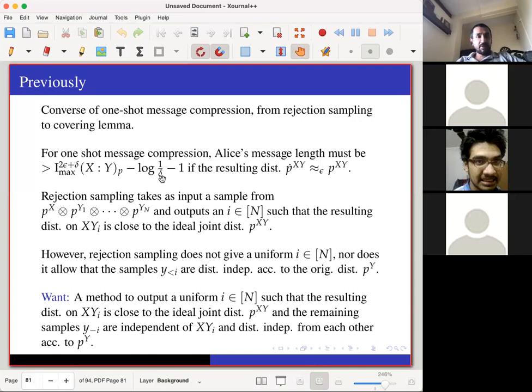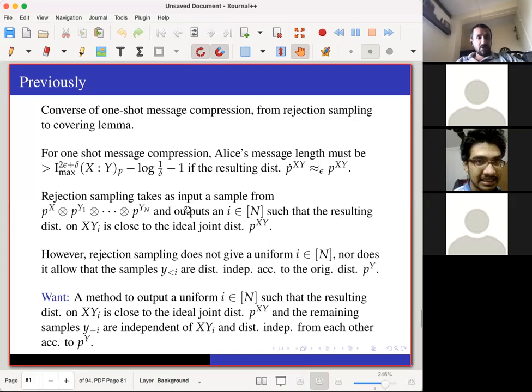Proved via the data processing inequality. And then we gave some general philosophical gyan about how it is desirable to go from plain rejection sampling to what I would like to call a covering lemma in expectation.